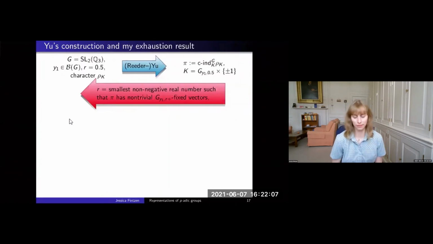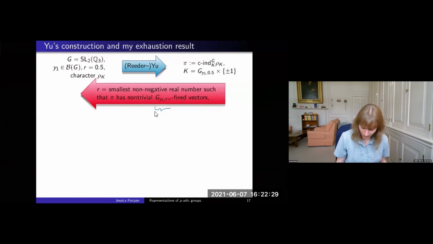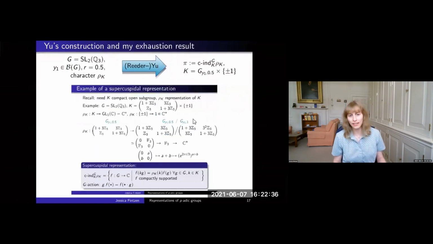How do we get the input from it? So first of all, how do we recover this real number? This real number R is just the smallest non-negative real number such that the representation pi has a non-trivial fixed vector under G_{y,1} R plus. What is this R plus? It just means the next filtration subgroup. So in our case, this would be G_{y,1}, because we saw, let me go a slide back, we saw that this filtration subgroup acts trivially, so they are fixed vectors under this subgroup.